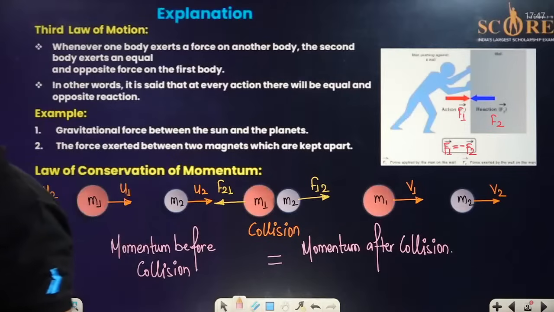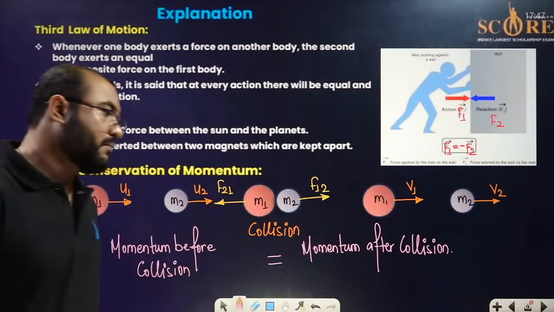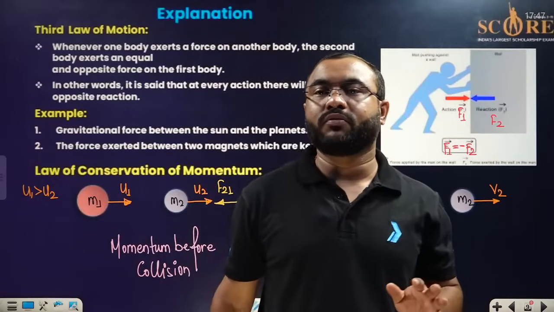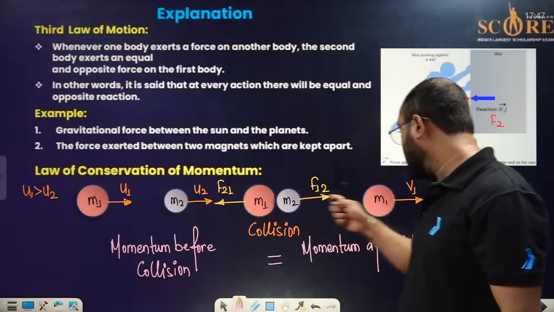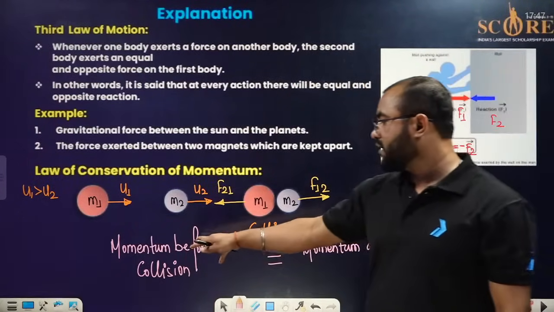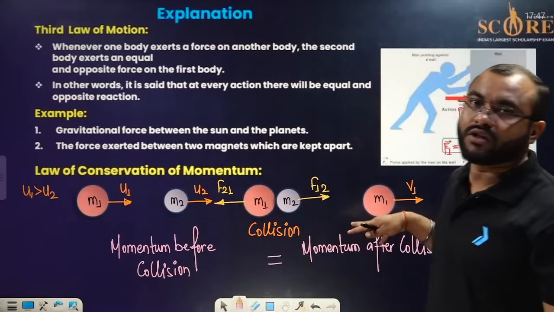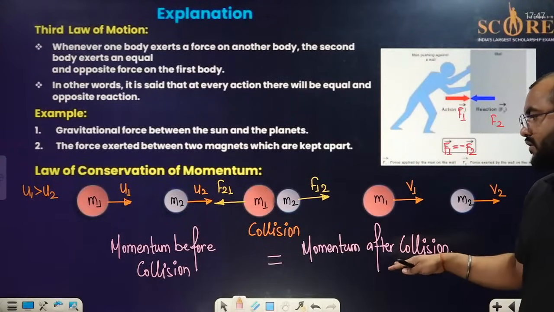So you might have learned a formula, that is m1 u1 plus m2 u2 equals m1 v1 plus m2 v2. See, that is not the formula. That is the formula according to this condition. But the actual formula is momentum before the collision will be equal to momentum after the collision. So please remember this, not that.